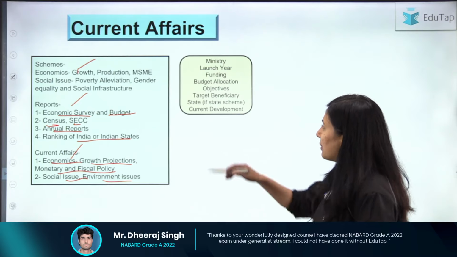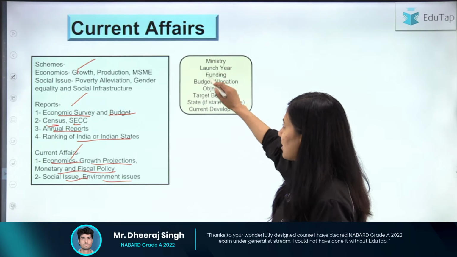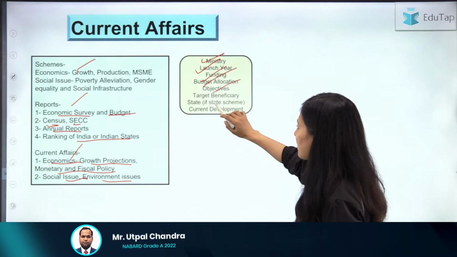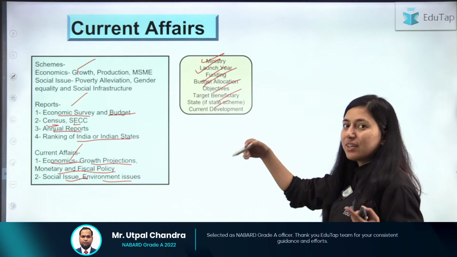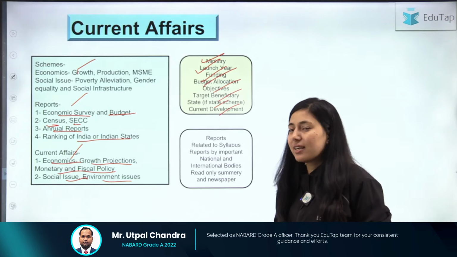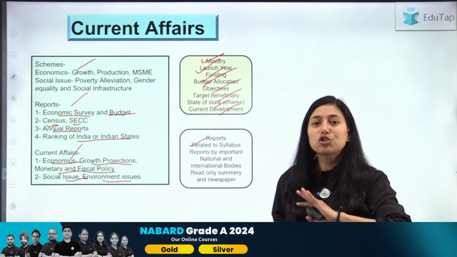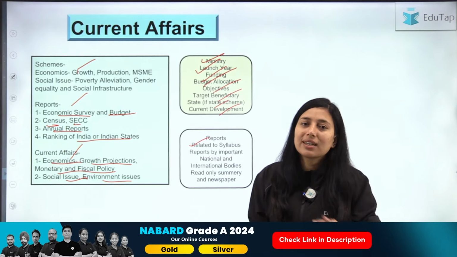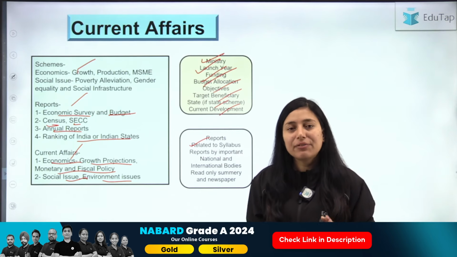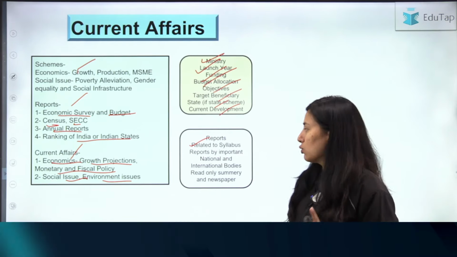Now let's talk about what things you need to cover in schemes. You have to cover ministry, launch year, funding, budget allocation, objectives, target beneficiaries, and state if it is a state scheme, and what the current developments are. Next, what you have to do for reports. First of all, you have to see the report should be related to your syllabus. Many reports are released, you don't have to read all of them. Only the reports that are related and relevant for your examination, you have to read.